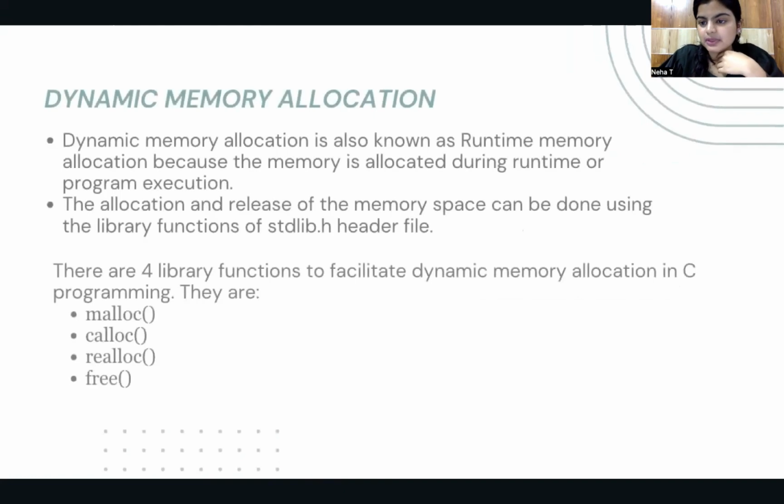So coming to dynamic memory allocation, it is also known as the runtime memory allocation because the memory is allocated during the runtime. The allocation and release of the memory can be done using the library functions of the standard library header file, stdlib.h. There are four functions used in dynamic memory allocation, that is the malloc, calloc, realloc, and the free functions.